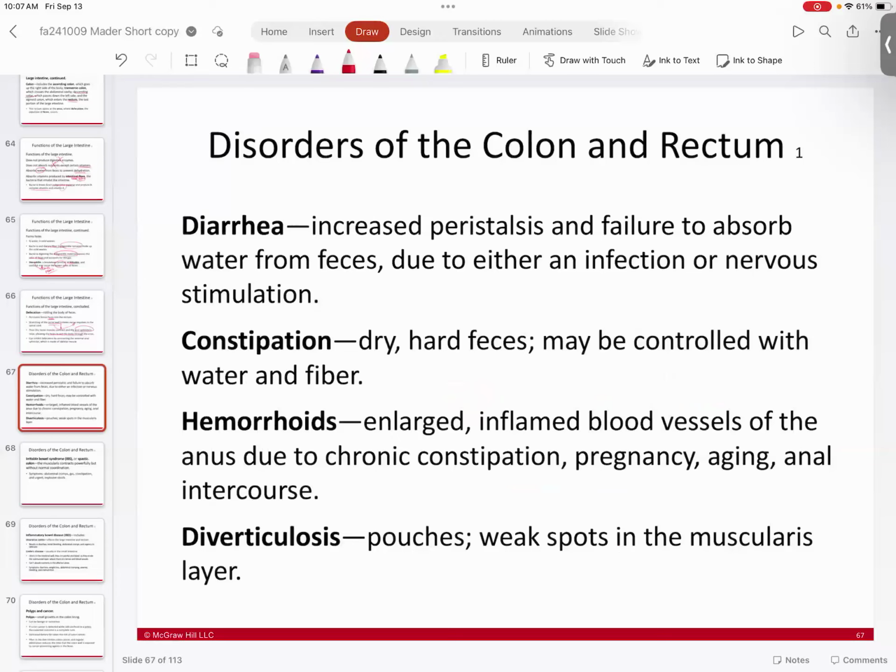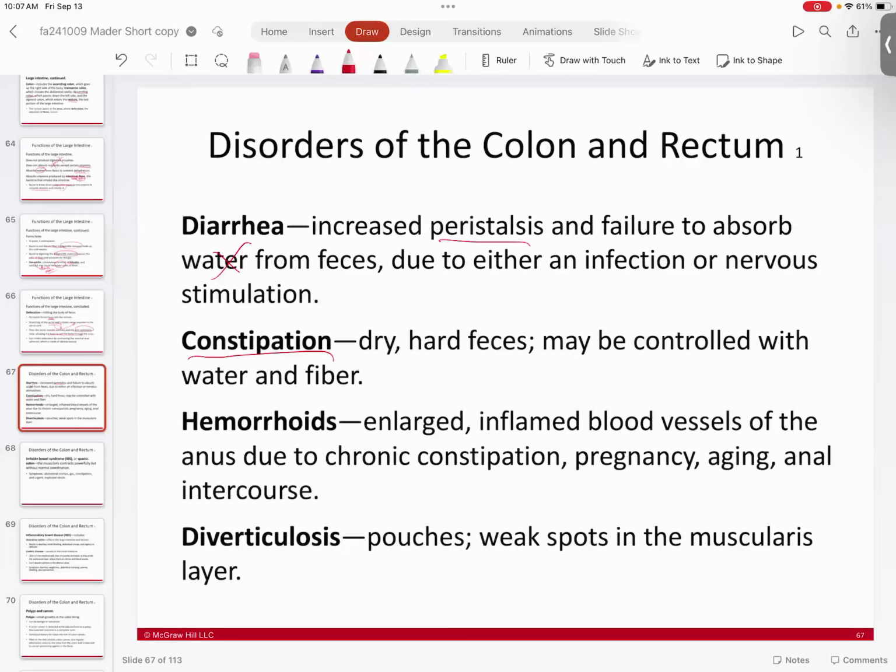Okay, what are some disorders of the colon and rectum? Diarrhea, first of all. This is where you have peristalsis ramping up, and you fail to absorb water from the feces, so it just passes through with all the water in it. Constipation is when you have hard, dry feces, so you have a lack of water in your feces itself, and it's not able to move through.